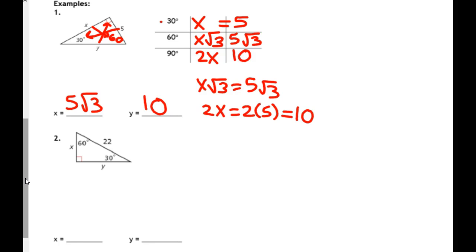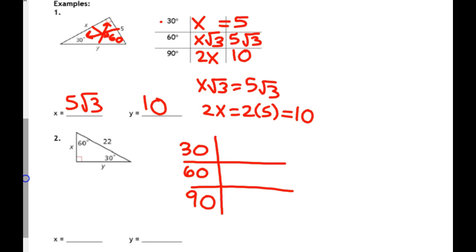Same idea. Let's make our grid. 30, 60, 90. And let's use our rules: x, x square root of 3, 2x. Yeah, the grid will always start with that. And I'll give you that as notes to always use when we do these. The very right side is what we're going to fill in.